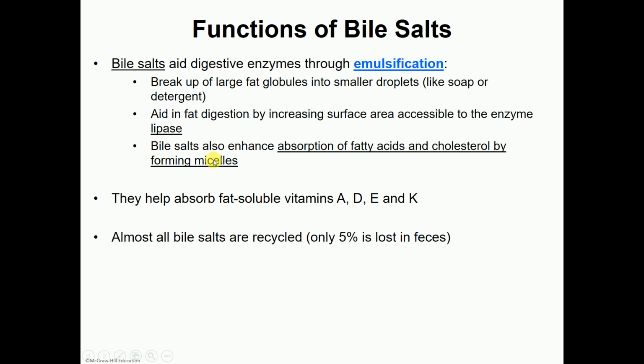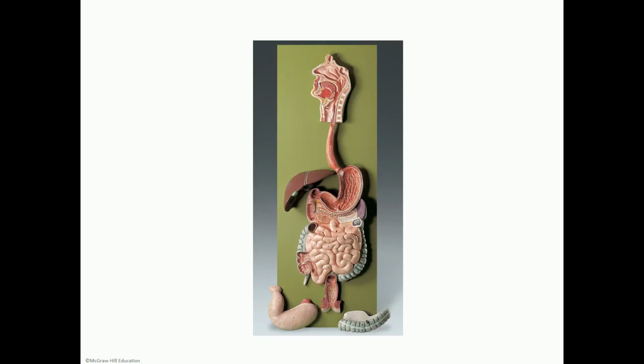Because bile salts help in the absorption of fat, they help us absorb these fat-soluble vitamins, which are vitamins A, D, E, and K. And bile salts are mostly recycled. Okay, so when it goes down through the small intestine, it reabsorbs about 95% of it back, and it eventually finds its way back to the liver. We only lose about 5% in feces. And that is the end of the liver.